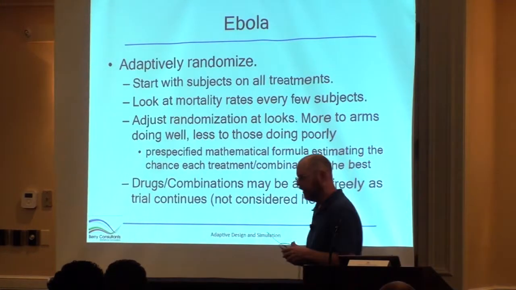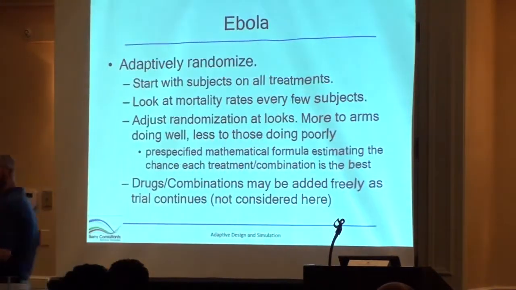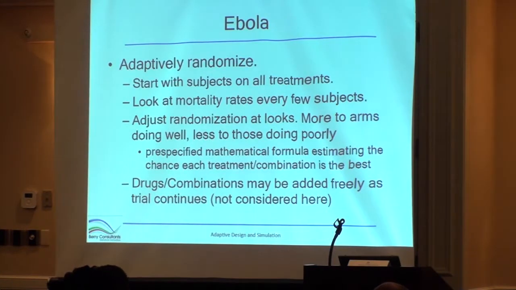So here's what we did. We did what's called adaptive randomization. And in this context, what that means is we start with subjects on every single treatment. So we gave some patients A only, B only, C only, D only, A plus C. Everybody got some of the combinations. We looked at the mortality rates every few subjects. So as the data came in, there are interim analyses. Every few patients we look at which treatments are doing well and which treatments are doing poorly. And we adjust the randomization.